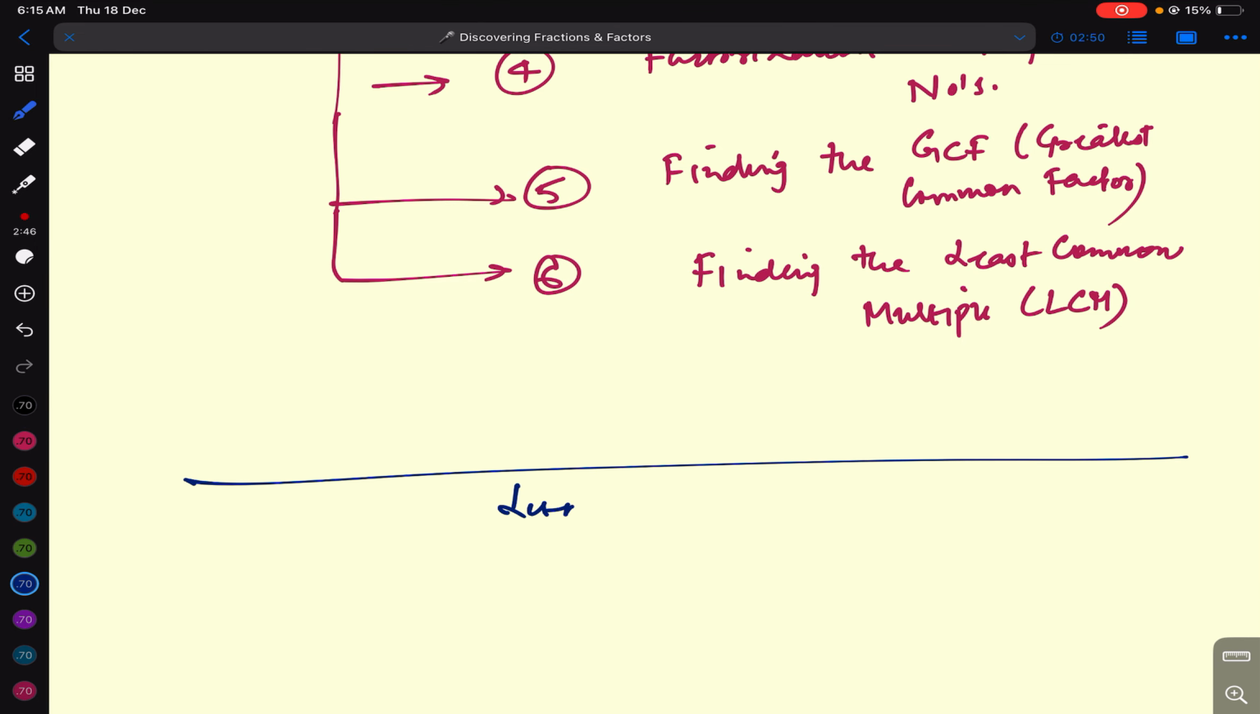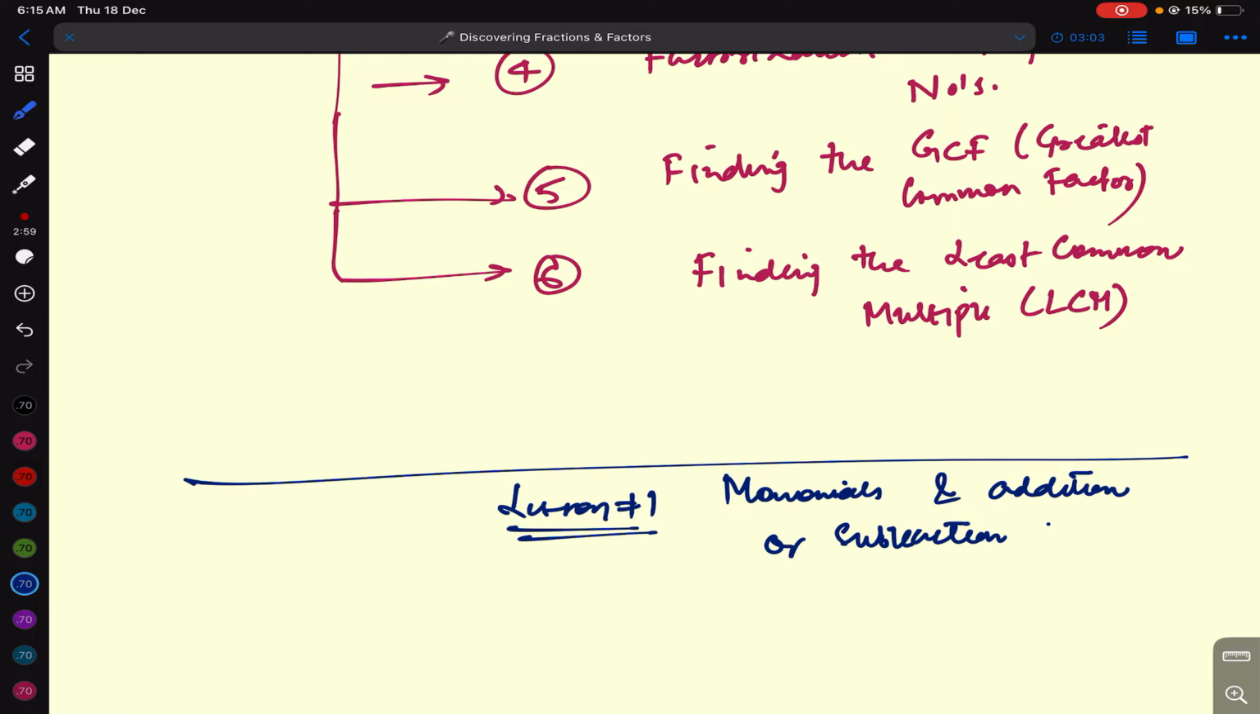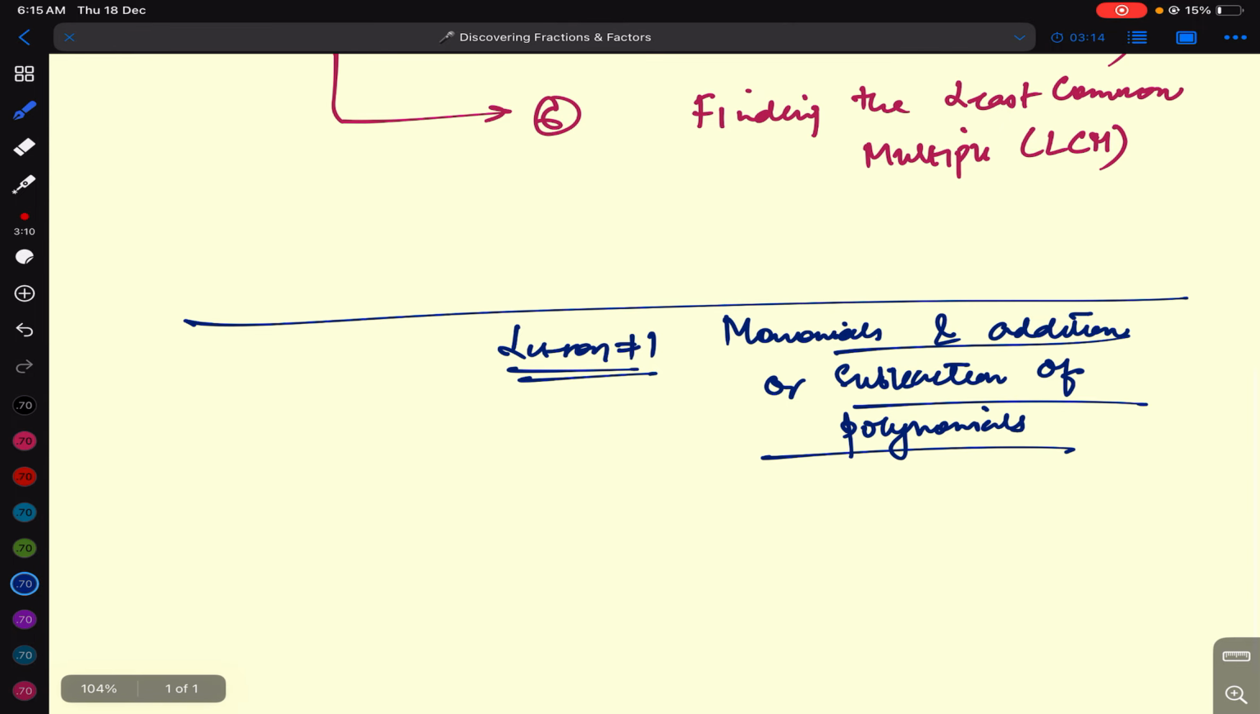So let's start with lesson number 1, which is monomials and addition or subtraction of polynomials. Okay, so now here I see the term monomials, right? So what exactly is a monomial?